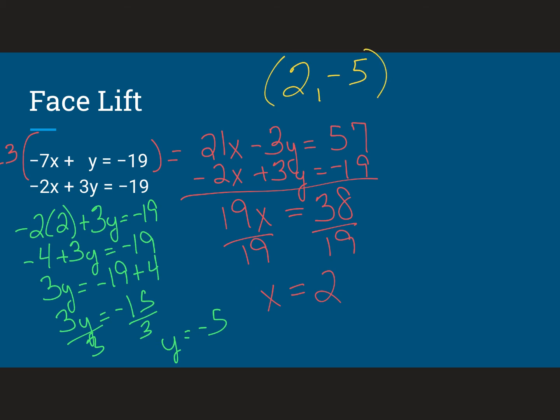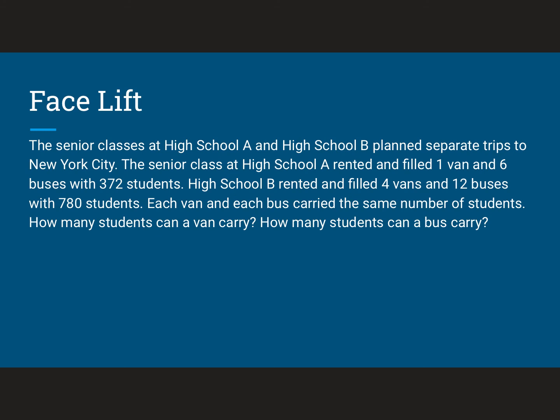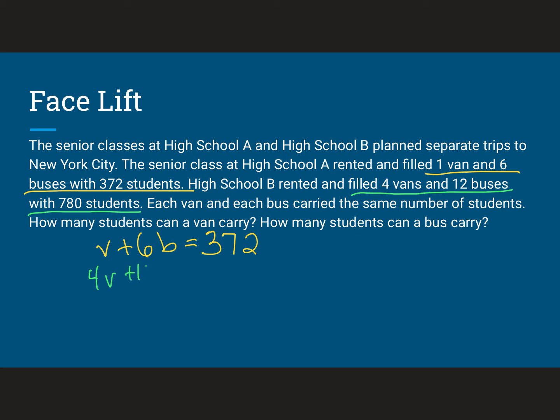One more. The senior class at High School A and High School B planned separate trips to New York City. The senior class at High School A rented and filled 1 van and 6 buses with 372 students. That's the van plus 6 buses equals 372. High School B rented and filled 4 vans and 12 buses with 780 students. This is 4V plus 12B equals 780.